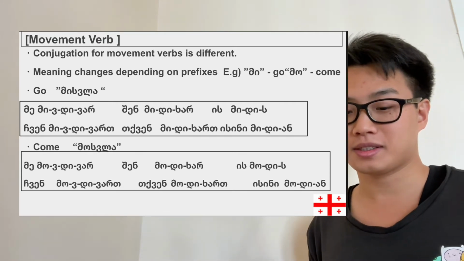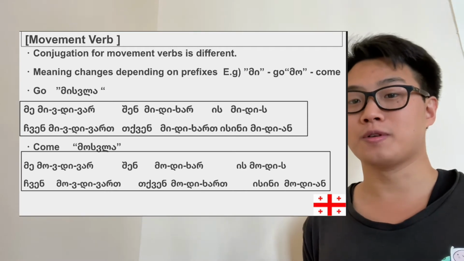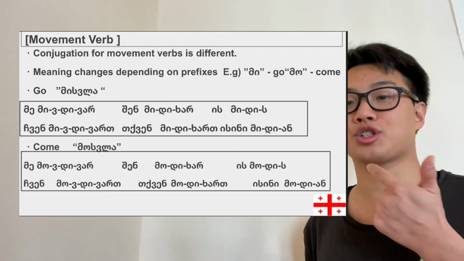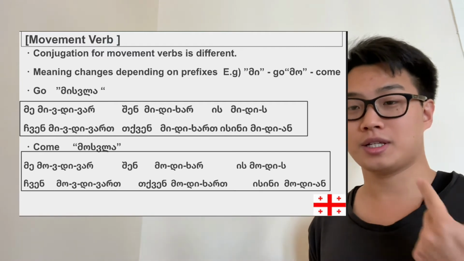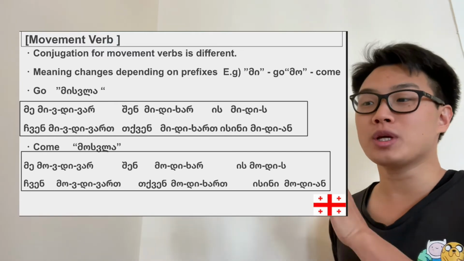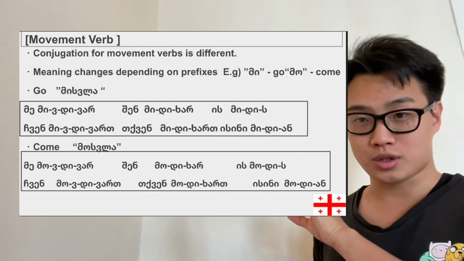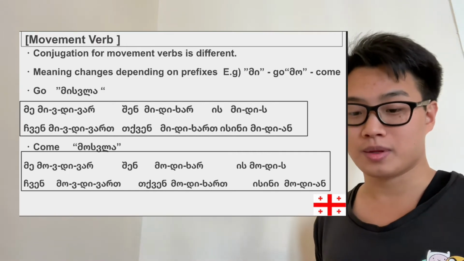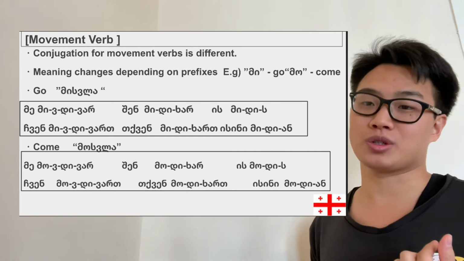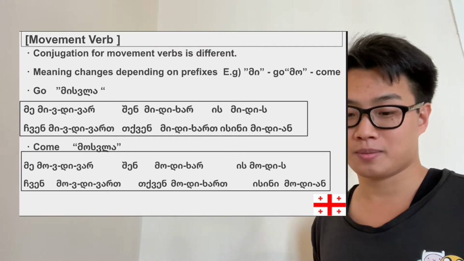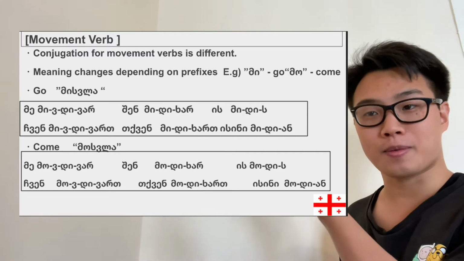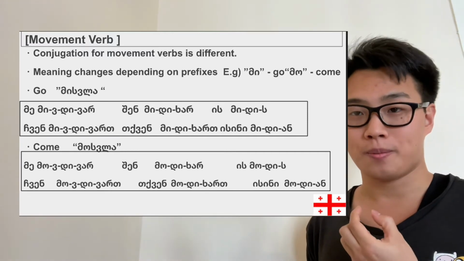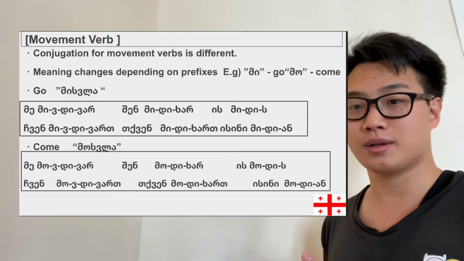So that's the base verb conjugation for movement verbs. Me midi var, shen midi har, is midis, chven midi vart, tkven midi hart, isini midian. And if we remember this verb conjugation for going, it's very easy to guess how it conjugates for the movement verb to come, because all we have to do is to replace the prefix mi with mo, the prefix meaning to come.